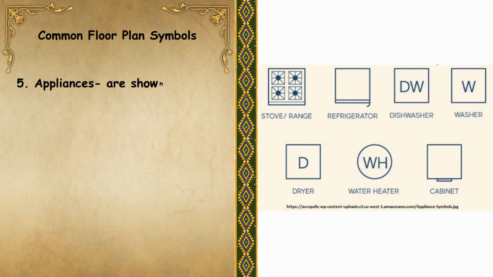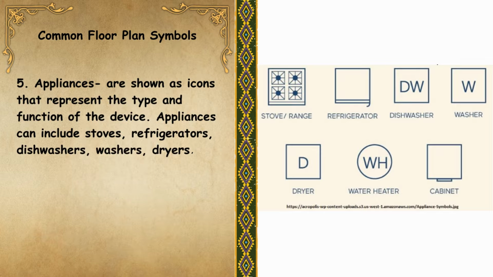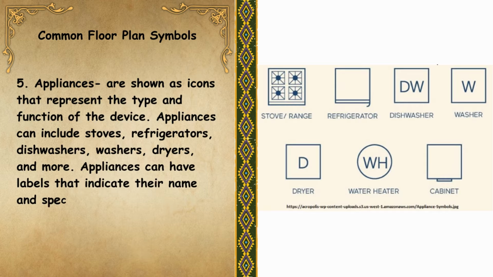5. Appliances are shown as icons that represent the type and function of the device. Appliances can include stoves, refrigerators, dishwashers, washers, dryers, and more. Appliances can have labels that indicate their name and specifications.